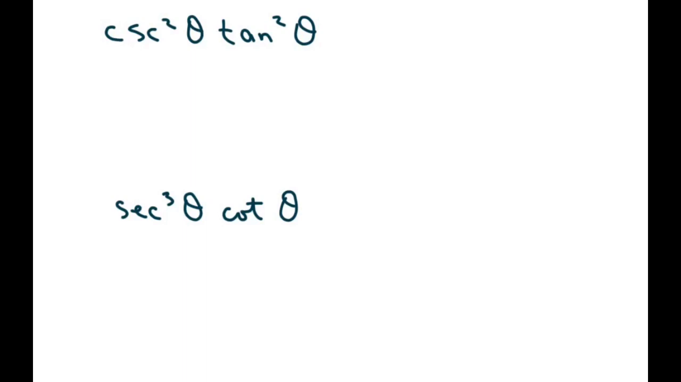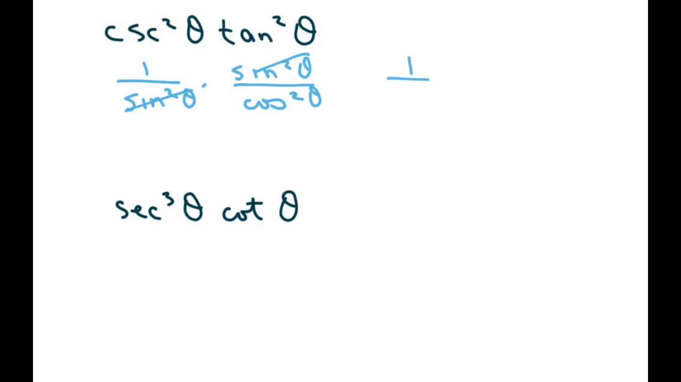So I'm going to write these in terms of sine and cosine. This is 1 over sine squared, and tan squared is sine squared over cosine squared. So these two will cancel, and your answer is 1 over cosine squared, which equals secant squared.